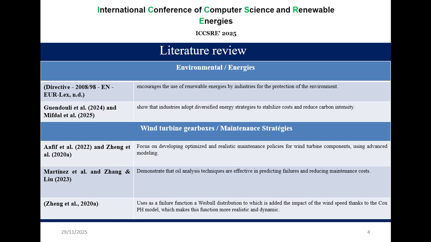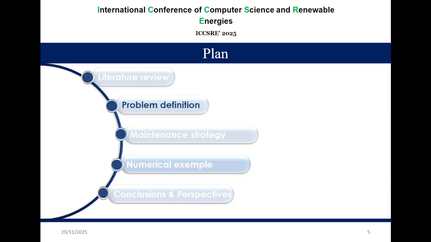So we can also add the paper of Zeng et al. in 2020. This paper used as a failure function a variable distribution to which is added the impact of the wind speed thanks to the Cox PH model, which makes this function more realistic and dynamic. So all these papers have allowed us to define our problem.